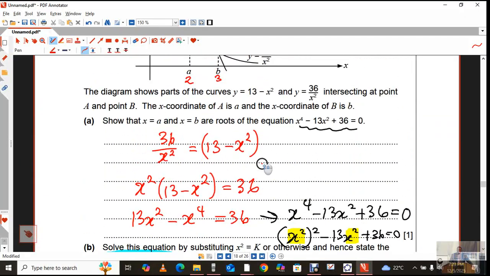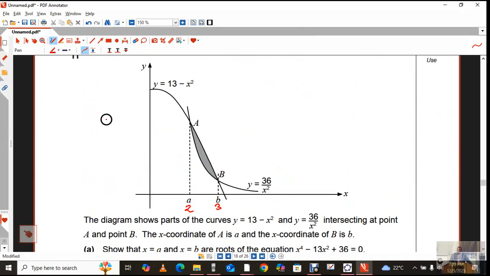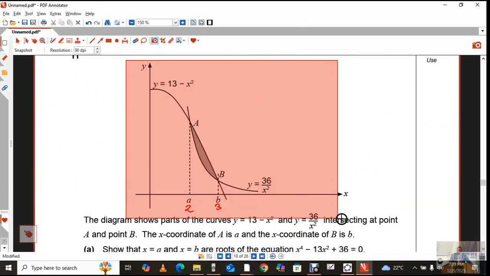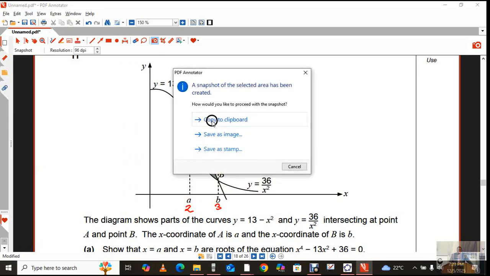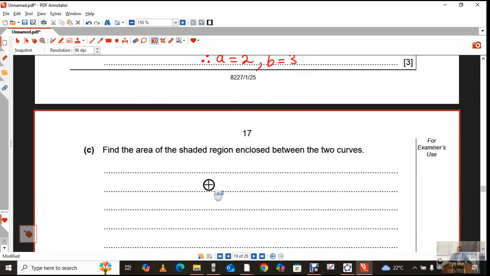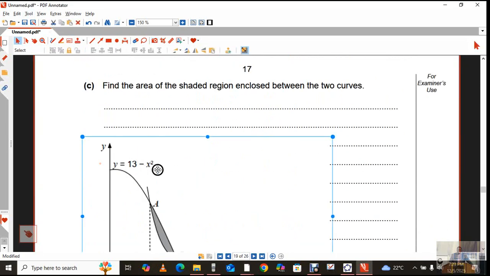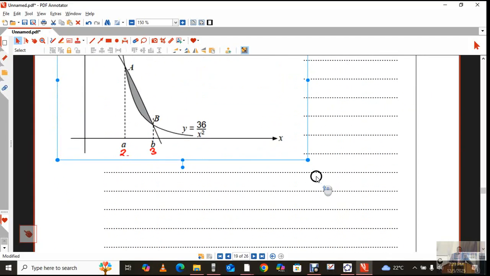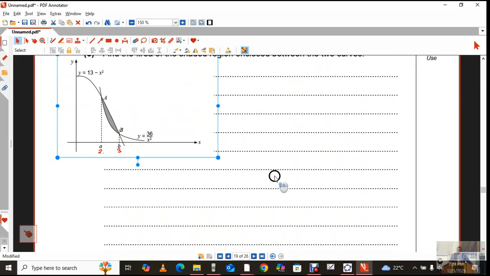Then they say find the area of the shaded part. So I'm just going to take a snapshot of this, and then I'm going to bring it over here and make it a little bit smaller.